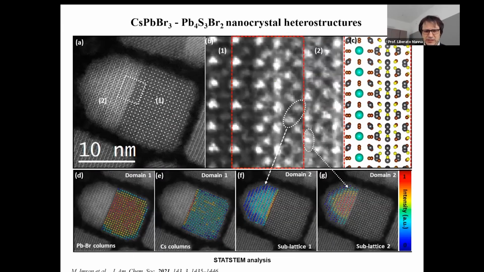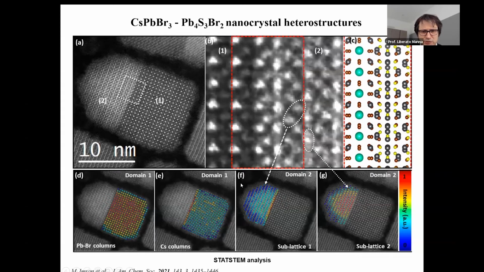Now, we did extensive, let's say, high-level electron microscopy analysis thanks to the group of Sarabals. So you see, for example, in panel A, a single heterostructure. You see the very sharp epitaxial interface between the two domains, which is magnified in B, and in C, you see an atomistic model of the interface.